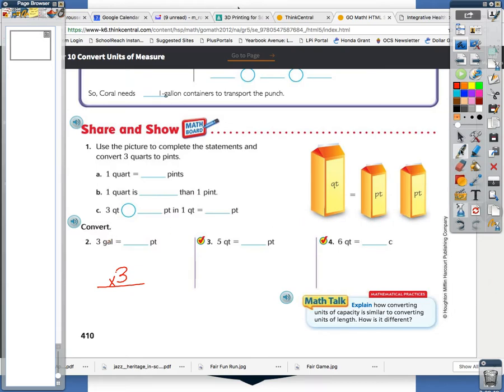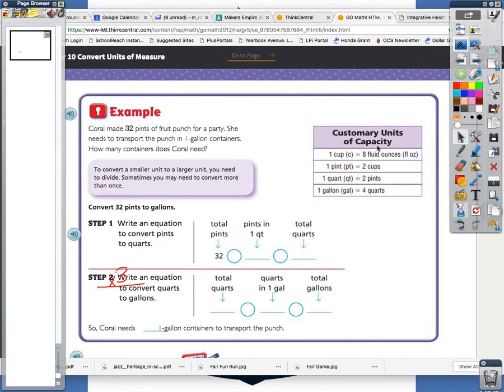So if we scroll to the top, and we want to look for a line that tells us about pints and gallons, we notice there's no line that tells us the number of pints in a gallon. So we're going to have to use the information that's there to help us figure that out.